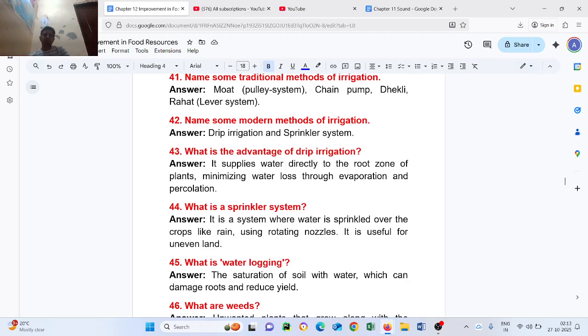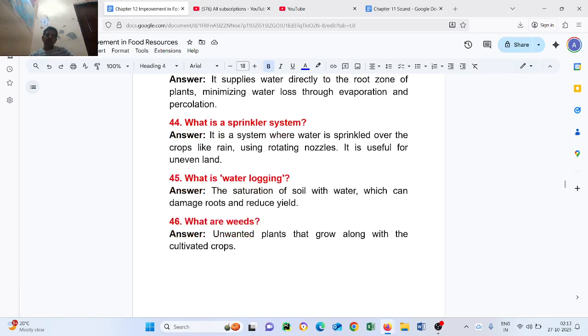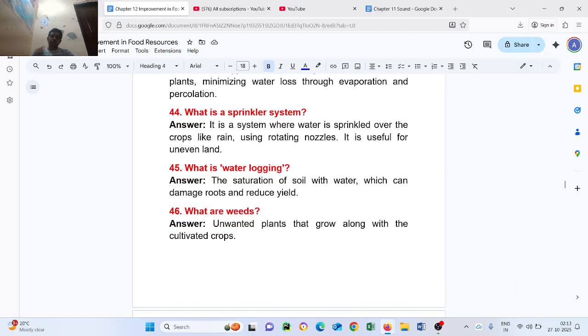Question number 44. What is a sprinkler system? It is a system where water is sprinkled over the crop like rain using a rotating nozzle. It is useful for uneven land. Question number 45. What is waterlogging? The saturation of soil with water, which can damage roots and reduce yield.